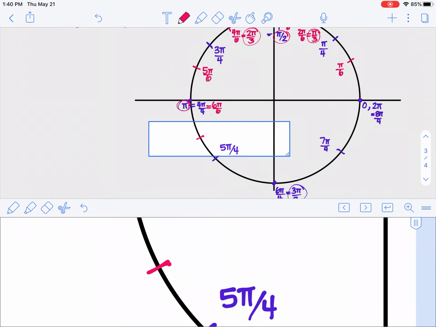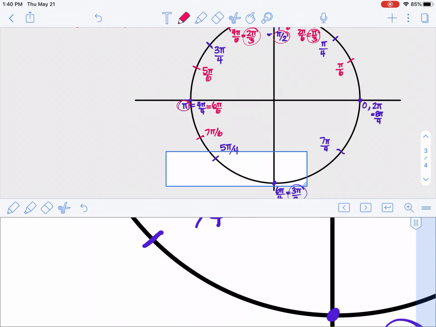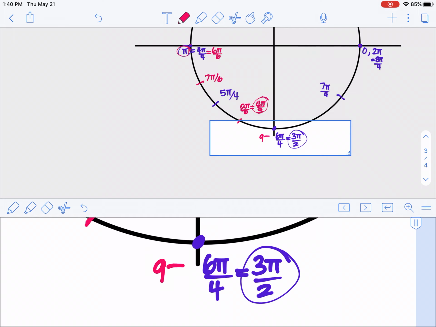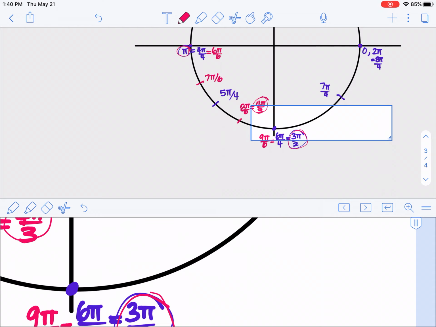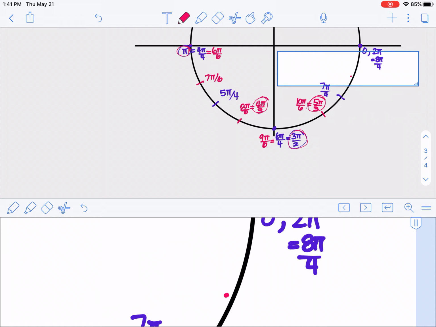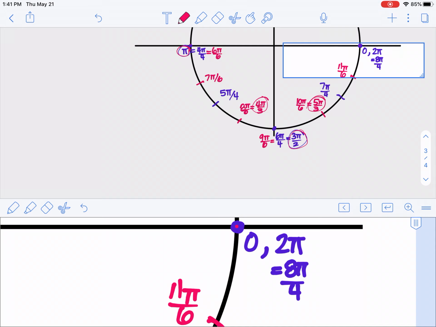Keep going with your thirds. 7 pi over 6 down here. 8 pi over 6, which we would call 4 pi over 3. Down here, 9 pi over 6, which is the same thing as 3 pi over 2. 10 pi over 6, which is the same thing as 5 pi over 3. And then finally 11 pi over 6, and up here 12 pi over 6, which again would be the 2 pi.